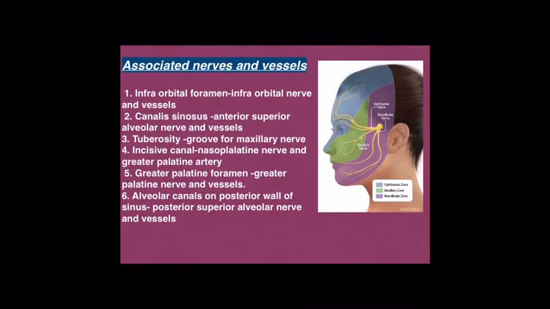أما بالنسبة للassociated nerves and vessels، عندنا infraorbital foramen infraorbital nerve and vessels، والcanal sinuses اللي هي تكون anterior superior alveolar nerve and vessels. أما tuberosity الgroove for maxillary nerve. والincisive canal nasopalatine nerve and the greater palatine artery. والgreater palatine foramen greater palatine nerve and vessels، والalveolar canals of posterior wall of sinuses posterior superior alveolar nerve and vessels.